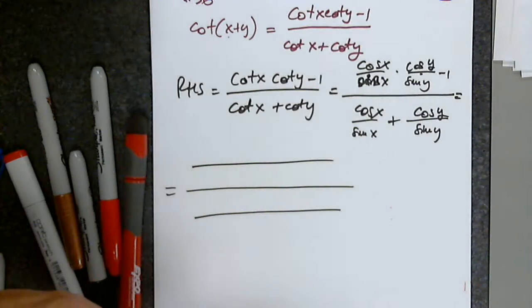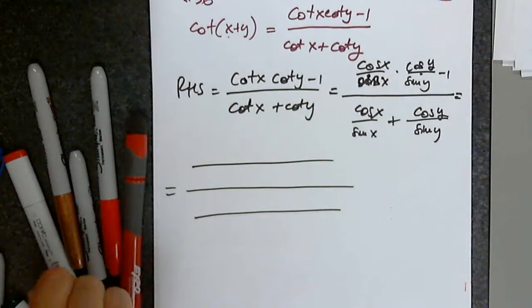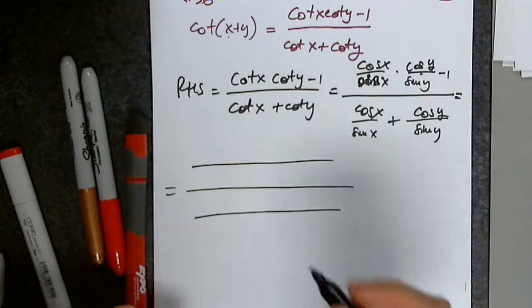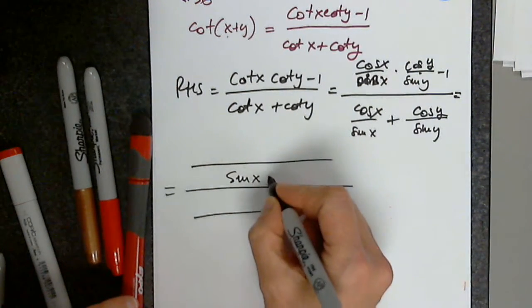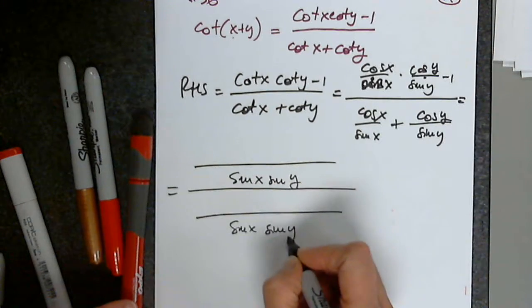Yes, we have to find the LCD for top and bottom. Perfect. What is the LCD for the top? Sine cosine. Correct. And the same for the bottom: sine x, sine y, sine x, sine y.